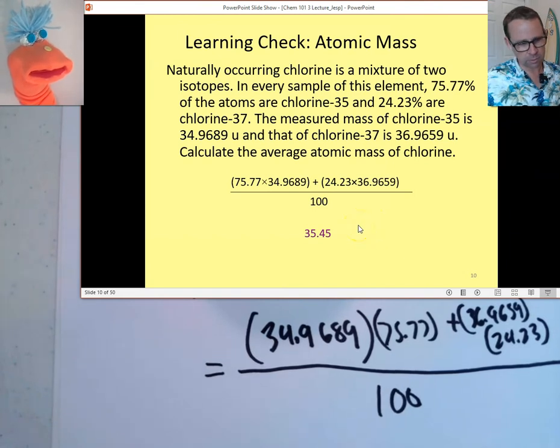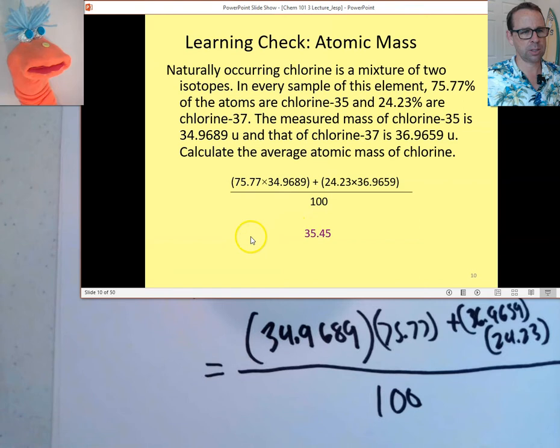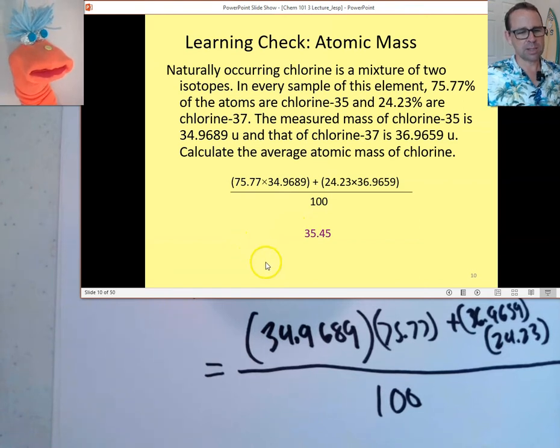Well, we get 35.45. Now, you should take your time and make sure that you can multiply here, add it to the product of this, divide it all by 100, and get that value out of your calculator. Okay? But we want to emphasize again, we took the mass, how many times it was drawn out of 100, added it to the other mass, and how many times it was drawn out of 100. Then we divided it by that 100.